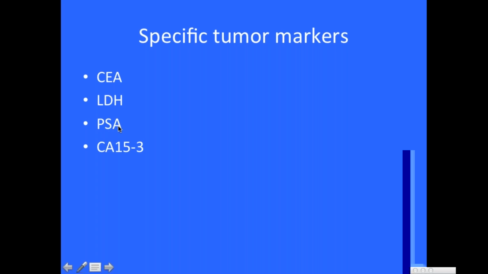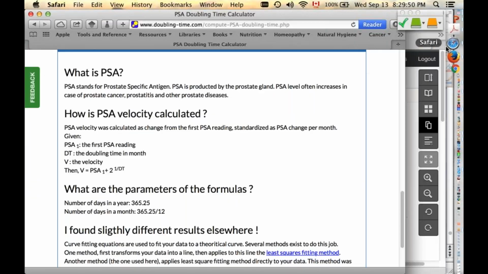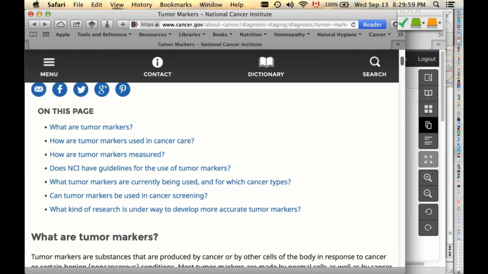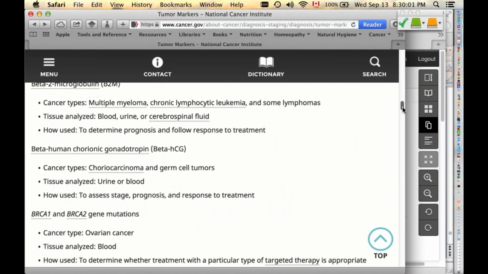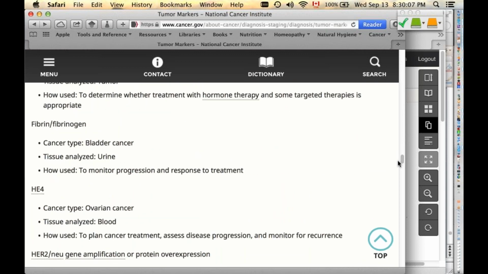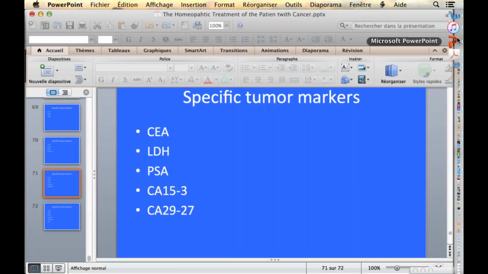That was for PSA. There's other markers like 15.3. Yeah, there's a number of tumor markers. Let me just show you the page here. Let's go back to this page. So here it says National Cancer Institute tumor markers. Look at the number of tumor markers there are. It's just a great number of tumor markers. And the more we go, the more we find tumor markers. So there's all kinds of tumor markers that can be used. And once you find the tumor markers, then you follow the patient appropriately with the tumor marker.